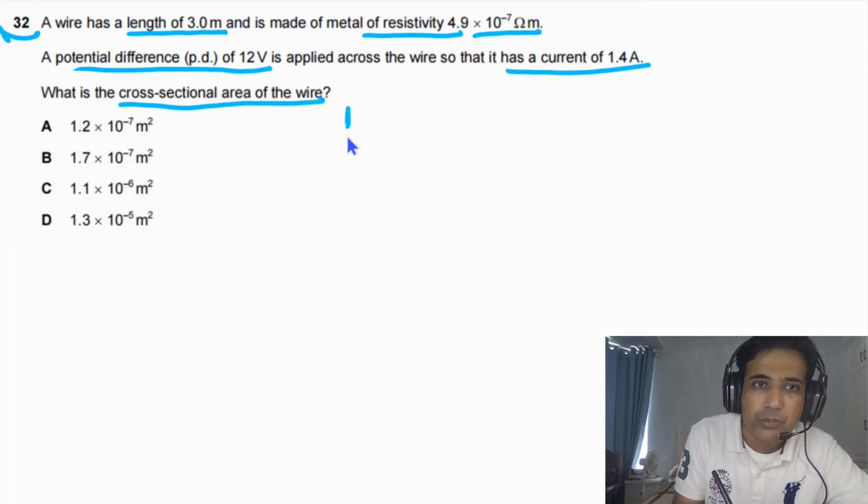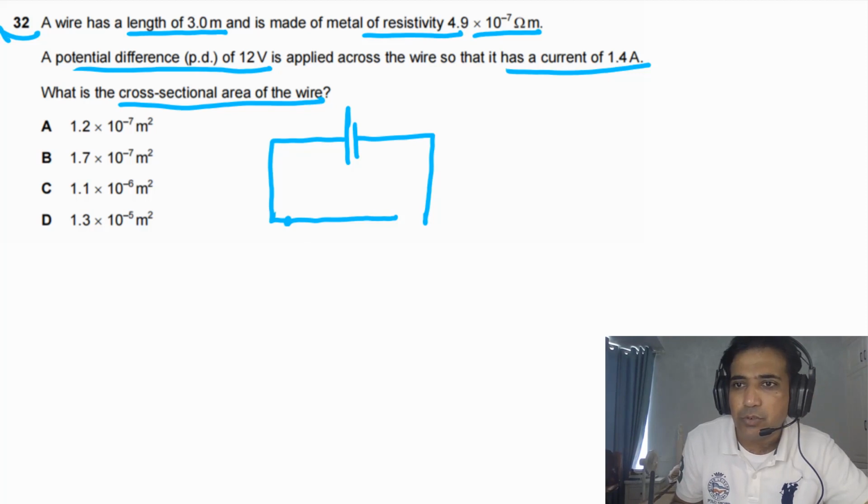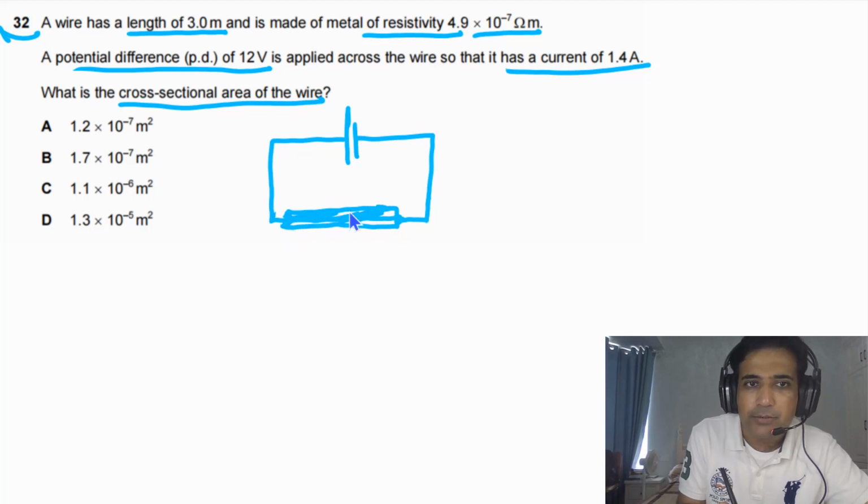So first of all, we can draw the circuit. Here we have the power supply, and we have a wire, so we can imagine we have a wire here. So this is the wire, so we can draw it in a better way. We can make this one a bit thicker so you can see the difference. So this one is the wire.